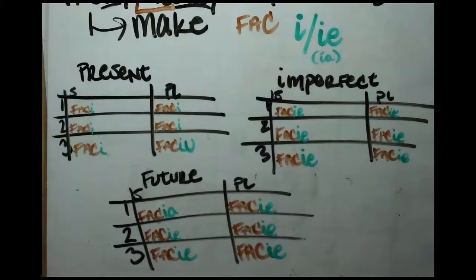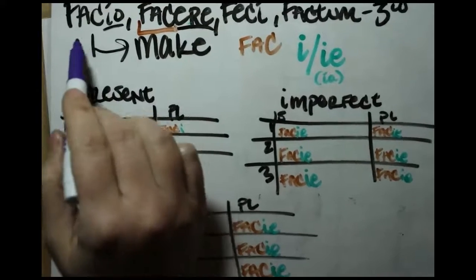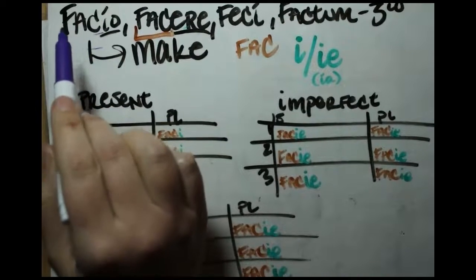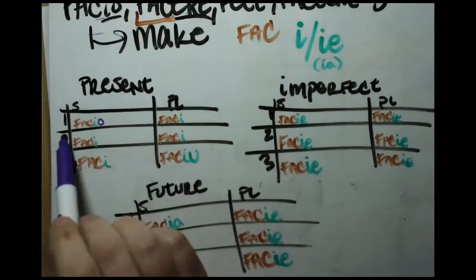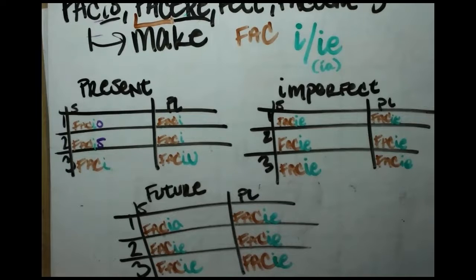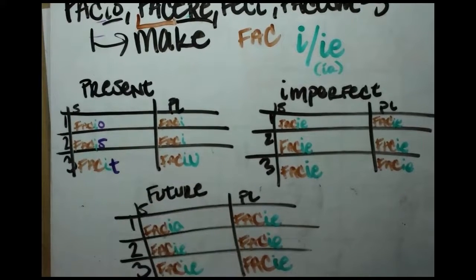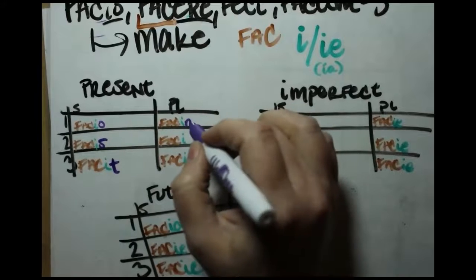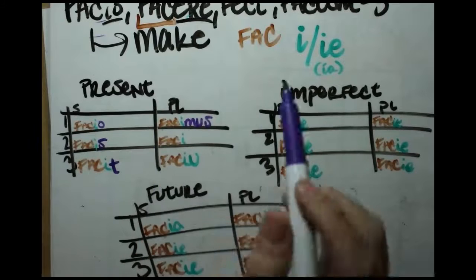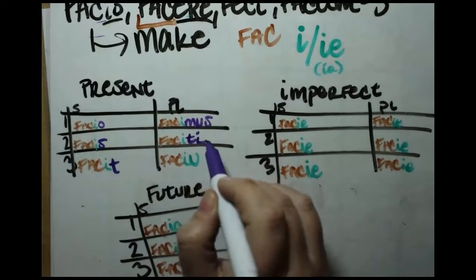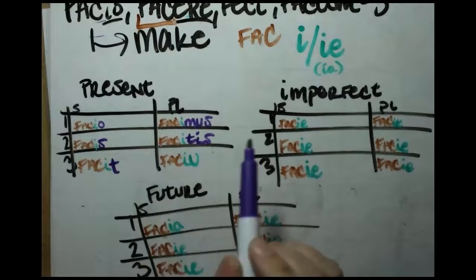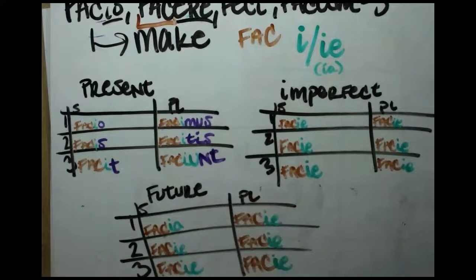For first person singular, you get that O. There's the first person singular. That's the first principal part. That's the first person present active indicative form. Facio, I make. Tack on that S for the second person singular. Facis, you make. Third person singular. Facit, she makes. First person plural, tack on the mus. Facimus, we make. Second person plural, tis, factis, y'all make.